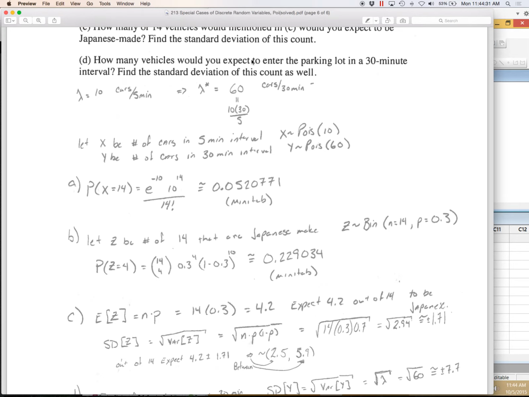What does D ask for? How many vehicles would you expect to enter the parking lot in a 30-minute interval? Okay, so you have to think about what's going on now again. Now we're saying if we just stood at the opening of the parking lot and waited for 30 minutes and counted the number of cars that came in, how many do we expect? Okay, so what distribution is this? We have to think about it. What things are possible? Well, it could be 0 cars, 1, 2, 3. Actually, it could be all the way up to an infinite amount of cars, or close to it, that come into the parking lot in 30 minutes.